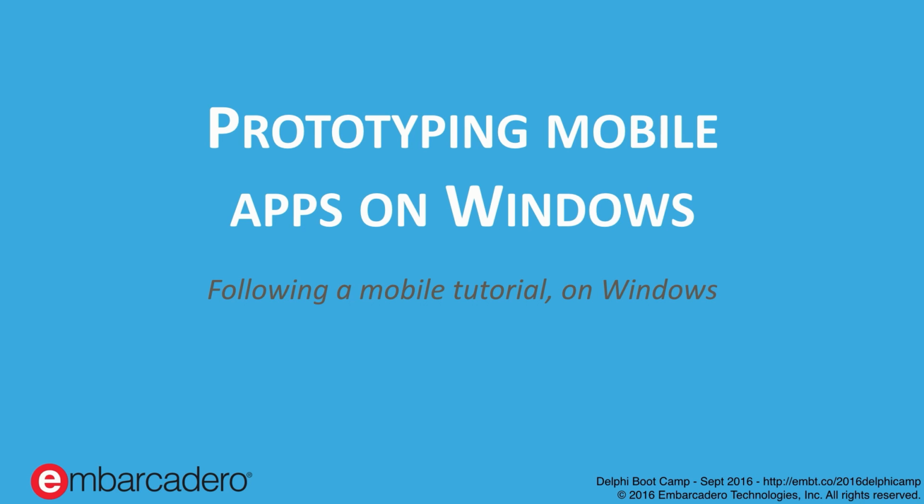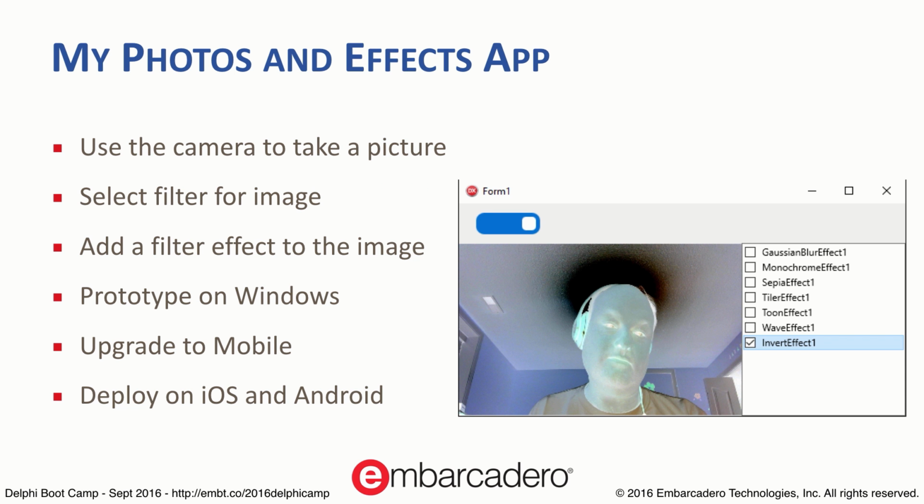All right, so let's prototype a mobile app on Windows. Basically, we're not going to follow a mobile tutorial exactly, but we're going to do some of the basic functionality that's in one of the mobile tutorials, try to make something kind of interesting, and then we'll talk about some of the differences between mobile and desktop some more, and then we'll move our app, which we've prototyped on Windows, to a mobile platform. So this is the app we're going to build here. It's basically my own version of Instagram, although it does not have any sharing at this point, although that would be easy enough to add once we get into the mobile platform.